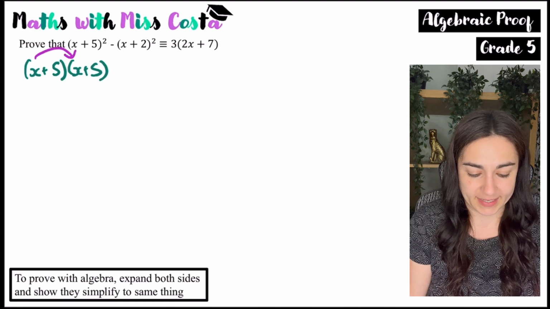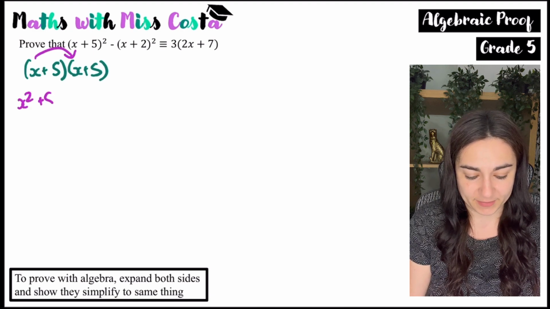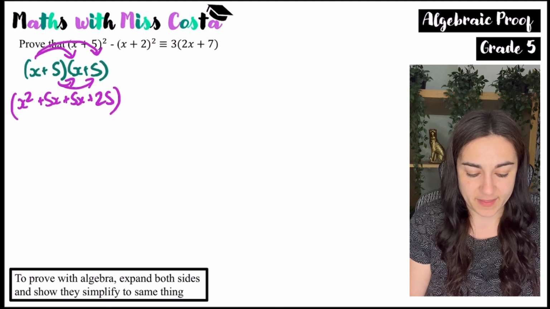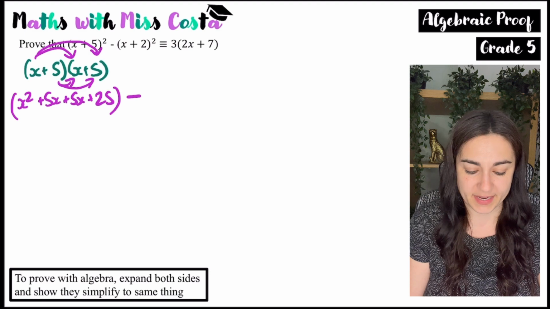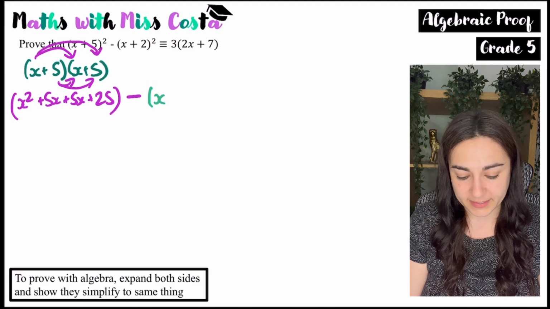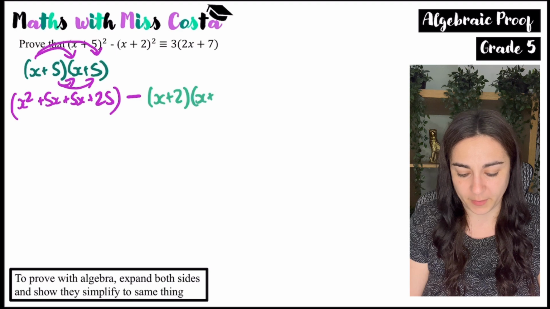X times x is x squared. X times 5 is 5x. 5 times x is 5x. And 5 times 5 is 25. And then I'm going to subtract from this, and be very careful with this because this is what catches so many people out. I'm going to subtract x plus 2 squared from it.